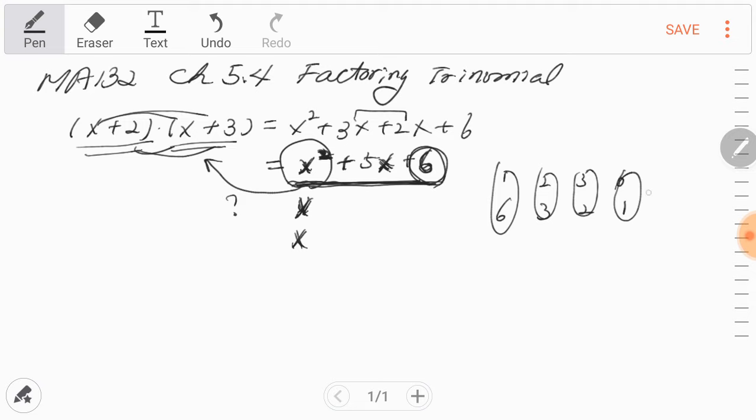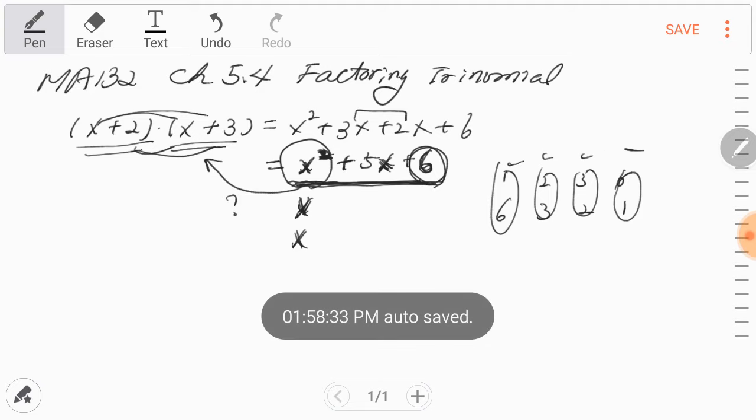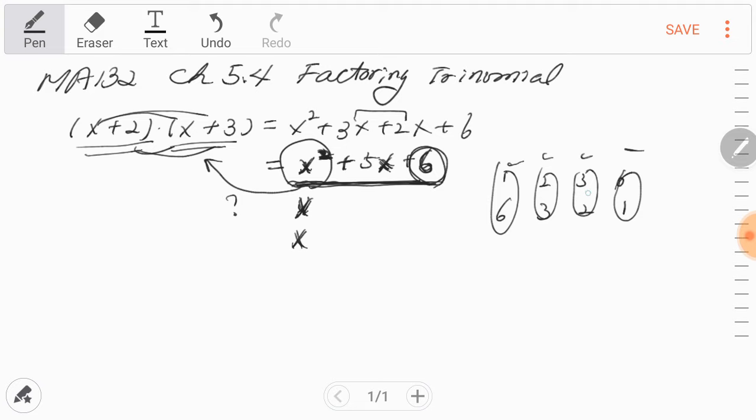Let's use one of these pairs. We can try 2 and 3, since 6 is 2 times 3. Write down those two factors vertically like this, 2 and 3. What we do next is cross multiply. Multiply x and 2, then write it next to this number, 2x. Then cross multiply x and 3 and write it here, 3x. So we have the cross products, 2x and 3x.